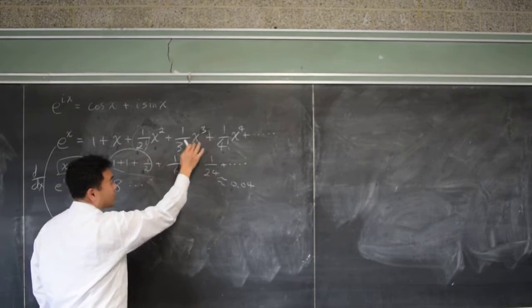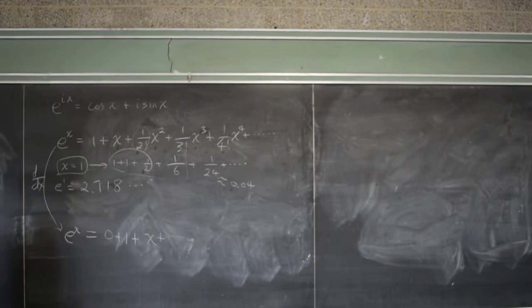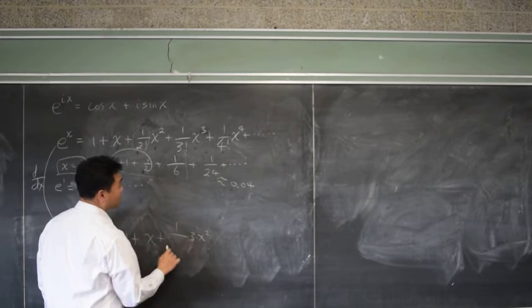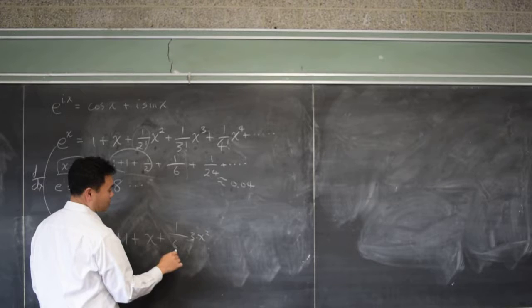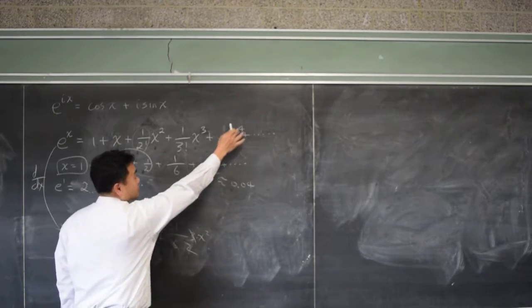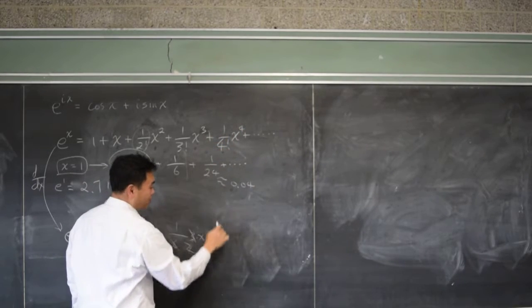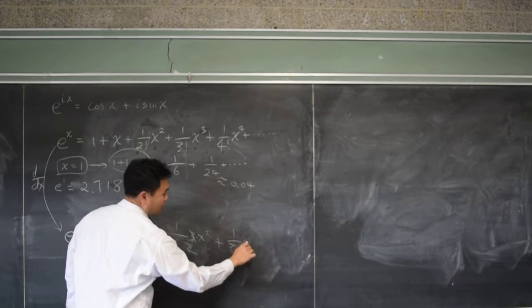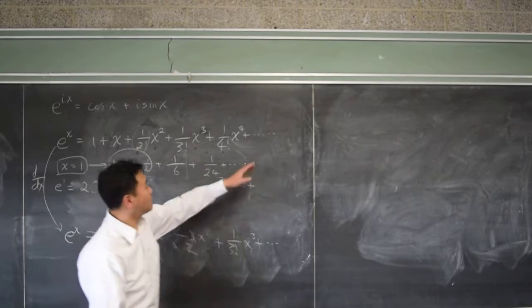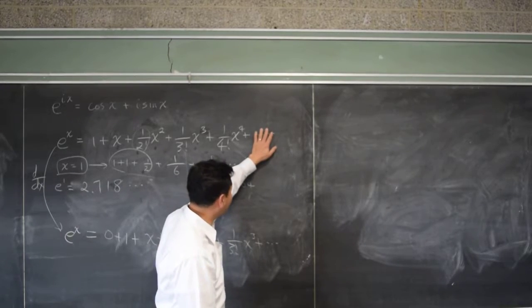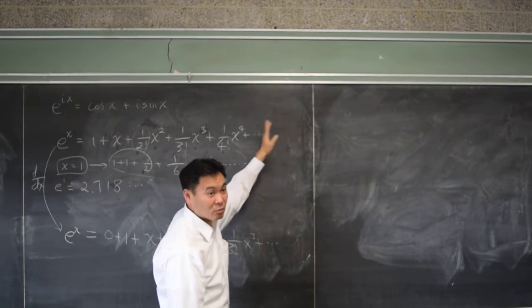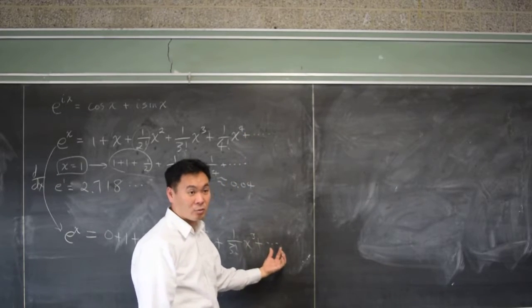What do you get if you differentiate x cubed? 3x squared, and 3 times x squared over 6 is basically 1/2 x squared. For this one, the 4 comes down, canceling one of the 4s, leaving you with 3 factorial. And so on and so on. The next term here should be 1 over 5 factorial x to the 5th power. 5 will come down and cancel it and make it 1 over 4 factorial.